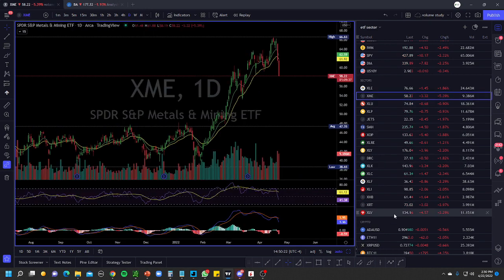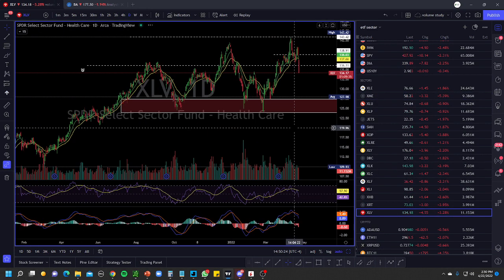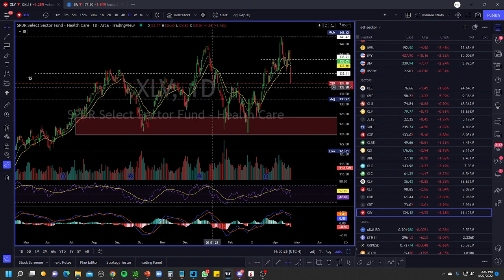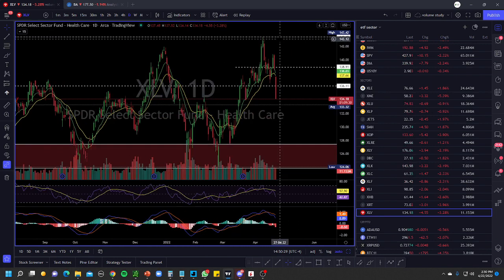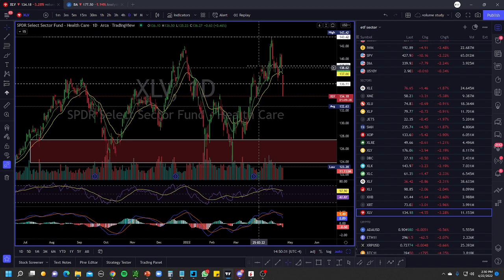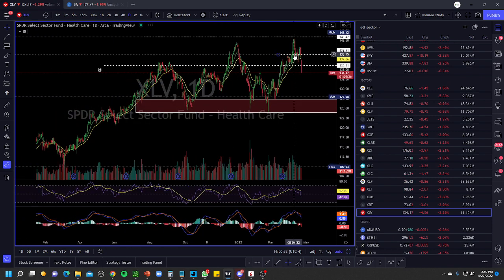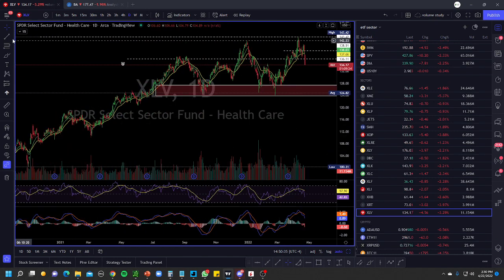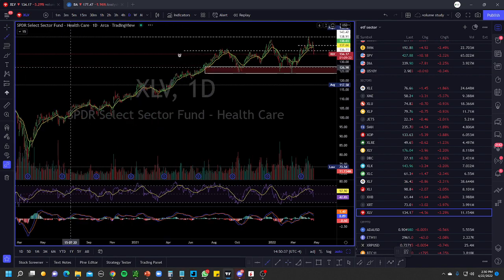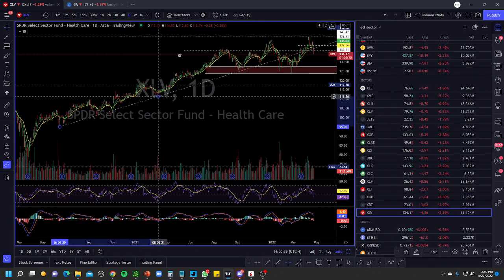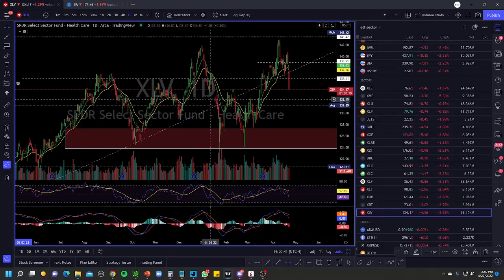So the top sector that's down, healthcare. Okay, so healthcare made new highs right here. And whenever a stock breaks out or a sector breaks out, always wait for a retest and a pullback to the upside. Right now, this sector is looking like it's going to break down. Okay, so it makes sense that the market's coming down, the healthcare is coming down as well.